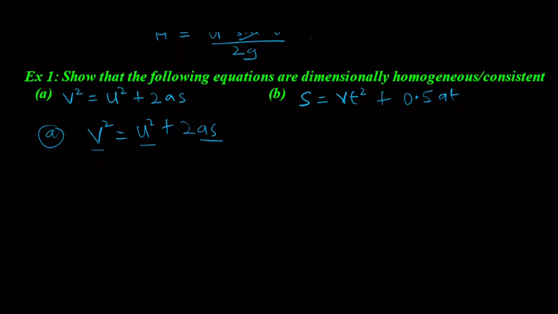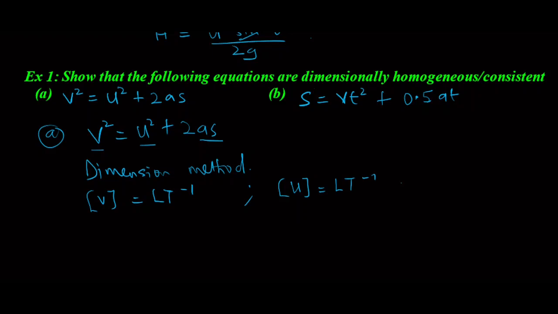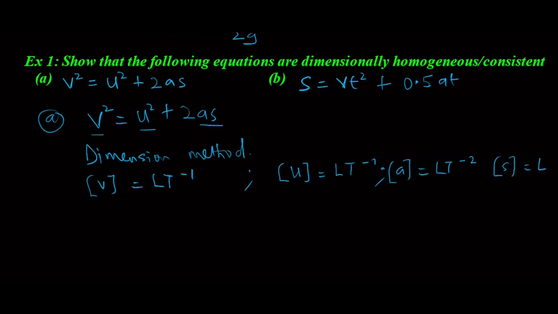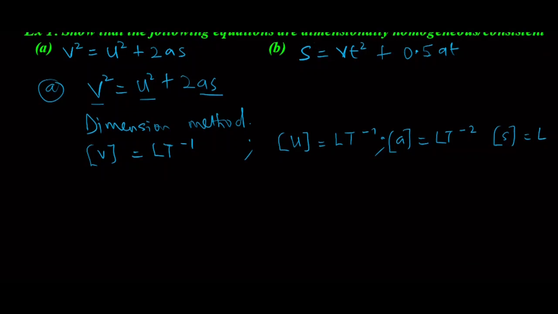Since I'm using the dimension method to solve this question, I need to obtain the dimensions of the parameters involved. The dimension of final velocity is LT raised to the power minus 1, while the dimension of initial velocity is LT raised to the power minus 1. The dimension of acceleration is LT raised to the power minus 2, while the dimension of distance is L. Now that we have the dimensions of the variables involved, let's substitute back into the equation. Anywhere I see final velocity, I'll replace it with LT raised to the power minus 1.